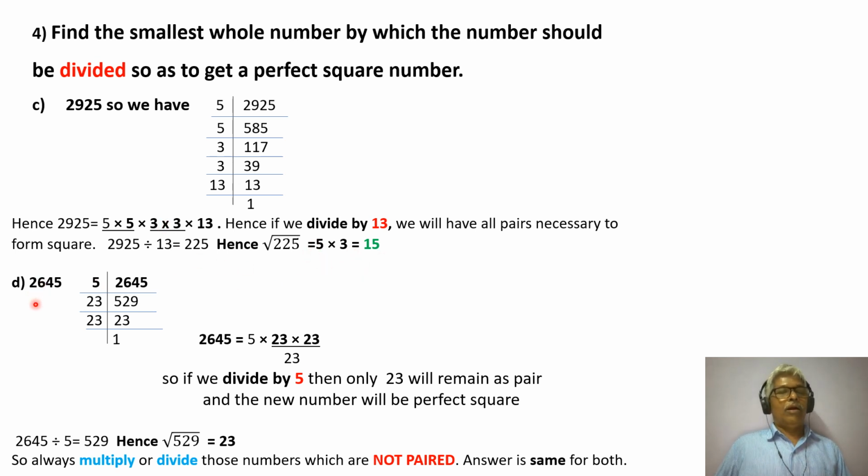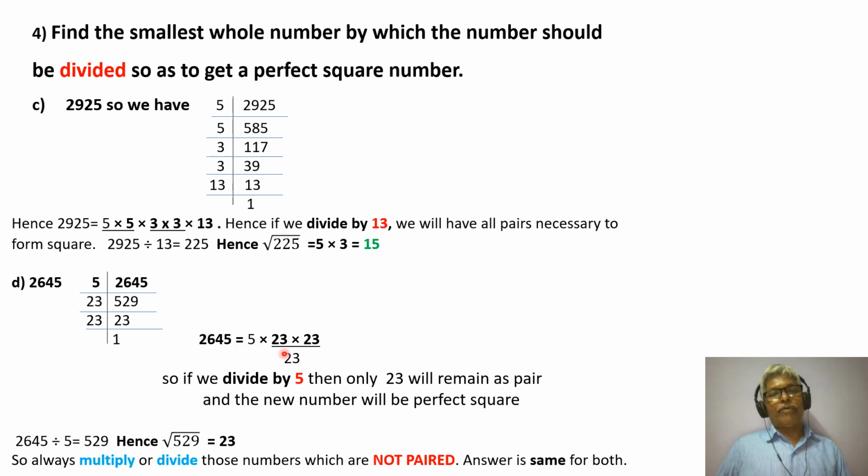Okay, another number, 2645. So we divide this by 5, which is 529, and 23 is 23 and 23 is 1. Okay, so 2645 is 5 into 23 into 23. So this is a pair.